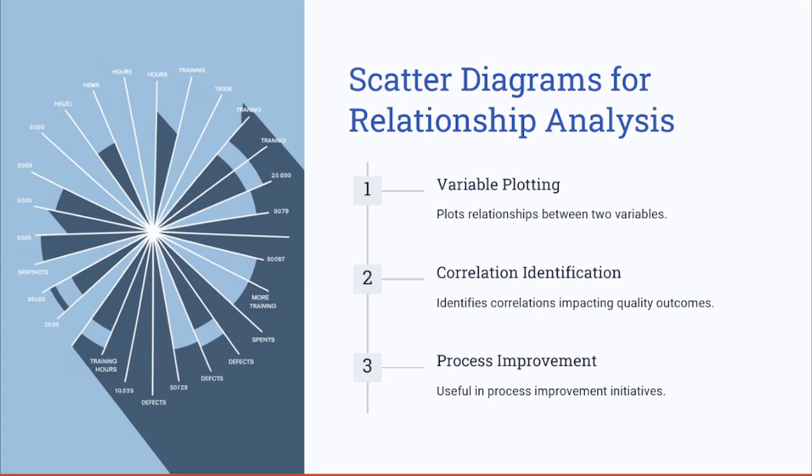By identifying the highly correlated factors within your quality issues, you can focus on these highly correlated variables or issues to resolve them. It's mainly useful for process improvement initiatives.